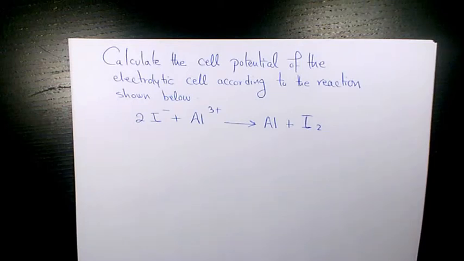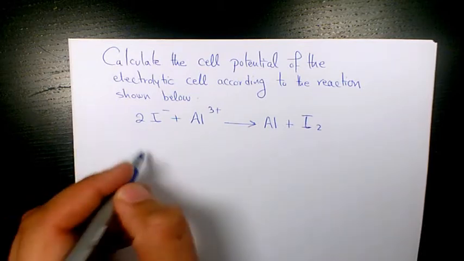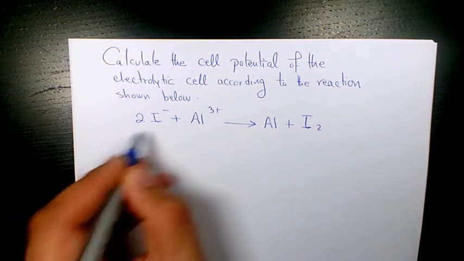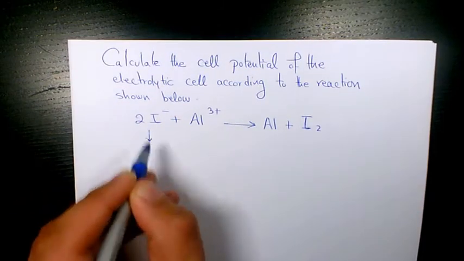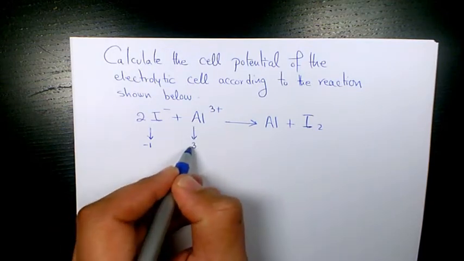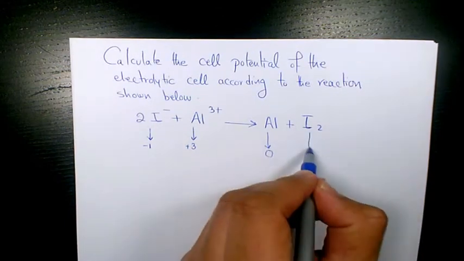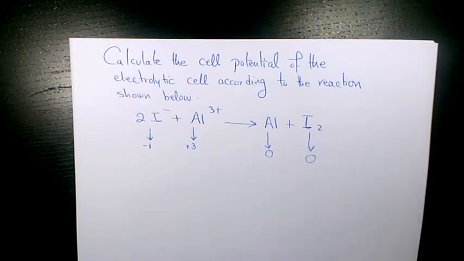In this example, I want to calculate the cell potential of the electrolytic cell according to the reaction shown below. 2I⁻ + Al³⁺ gives Al + I₂. So iodine is -1, that's the oxidation number. Aluminium is +3. Here aluminium is 0 and iodine is 0 as well.